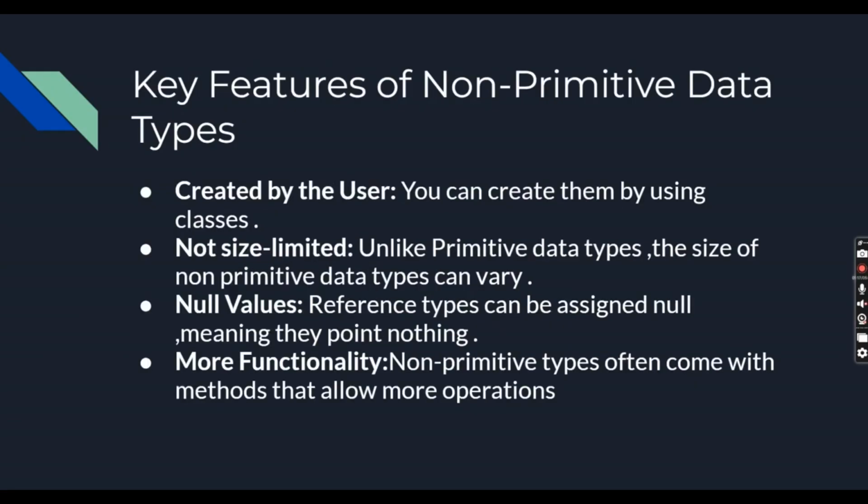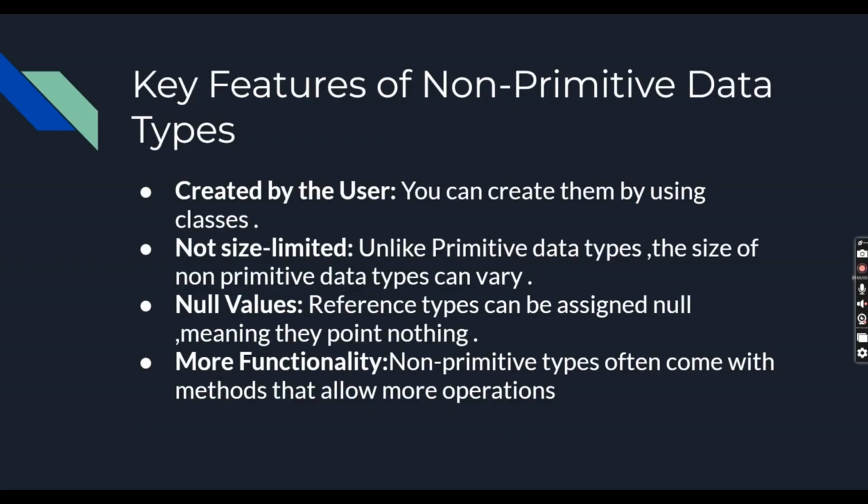Now let's discuss some of the key features of non-primitive data types. Let's quickly highlight some key features before we dig deeper. Number one, created by the user. You can create them by using classes. Not size limited: unlike primitive data types, the size of non-primitive data types can vary. Null values: reference types can be assigned null values, meaning they point to nothing. More functionality: non-primitive types often come with methods. They allow more operations, right?